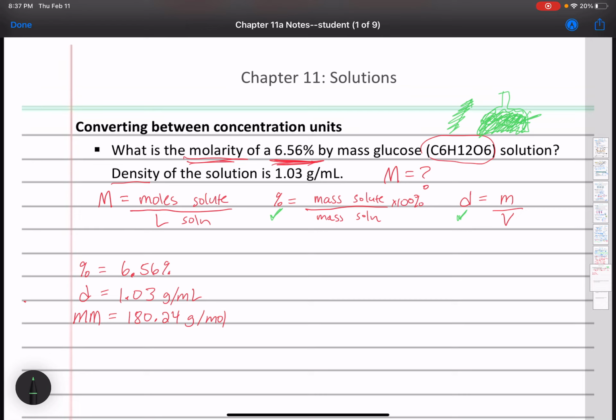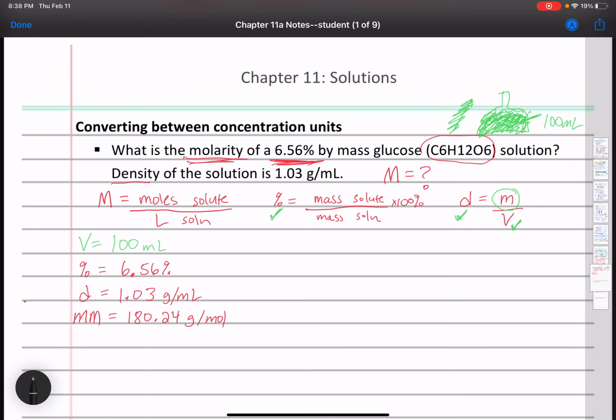So if I have 1 milliliter of it or 100 milliliters of it, the concentration is the same. So we can pick a volume here that we can pretend we're working with. I like to pick 100 milliliters because that's convenient. So I'm going to add that to my list. Now I have a volume. I'm picking a volume of 100 milliliters. You can pick whatever number you want. And so if that's the case, I have enough information to solve for the mass of the solution.